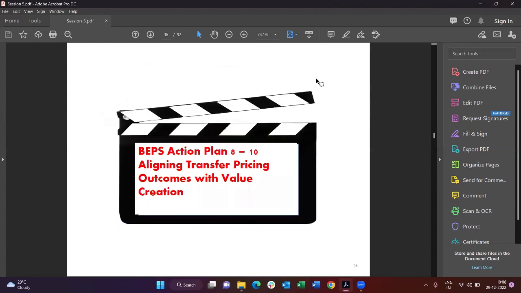Action Plans 8 to 10 were about aligning transfer pricing outcomes. It was mainly regarding the transfer pricing arrangements, and it was that if an entity is bearing certain risk, it should also get the corresponding returns. And as I said in the IP approach, the development and management of IP rights need to be considered. And if we are doing something, there should be a corresponding value creation with it.